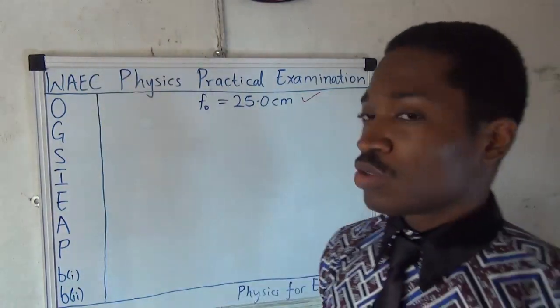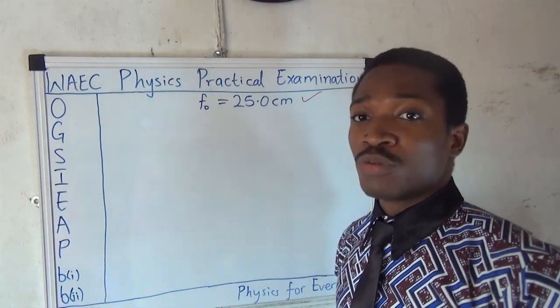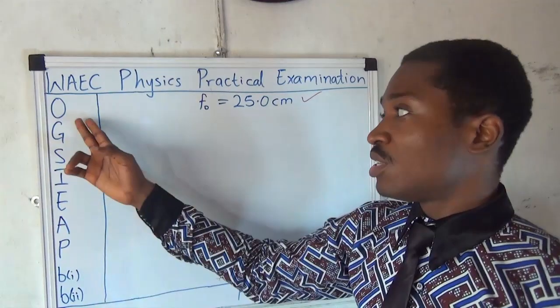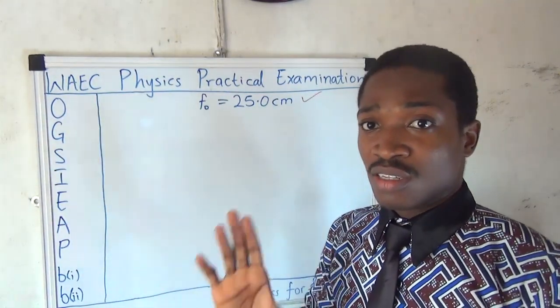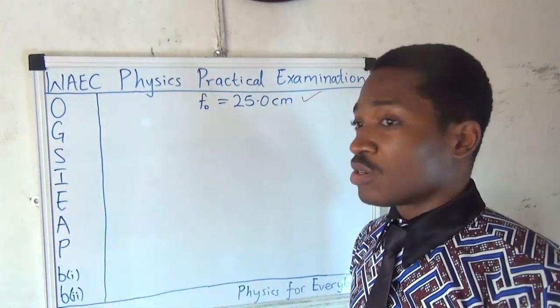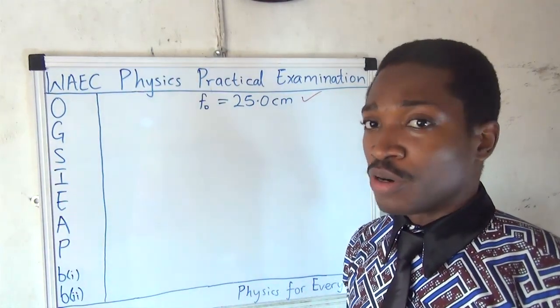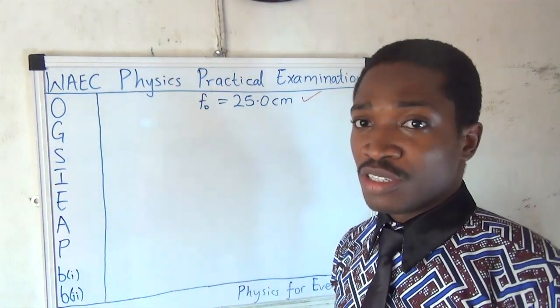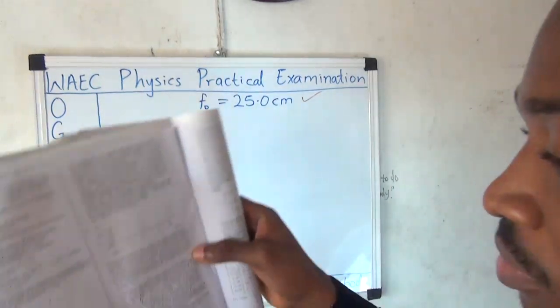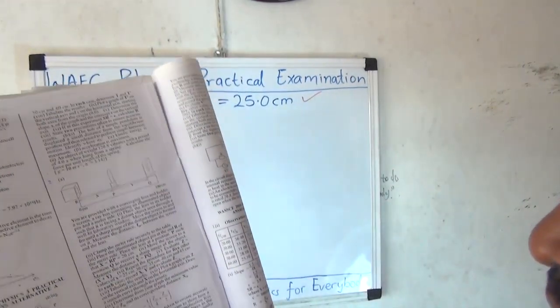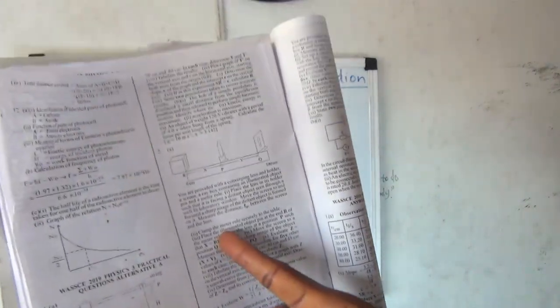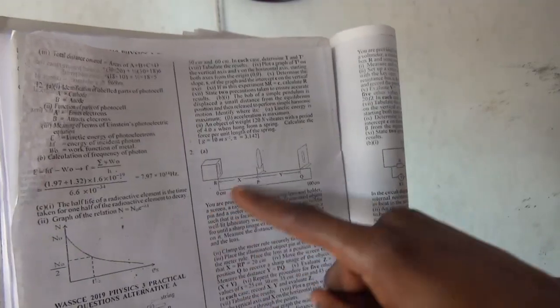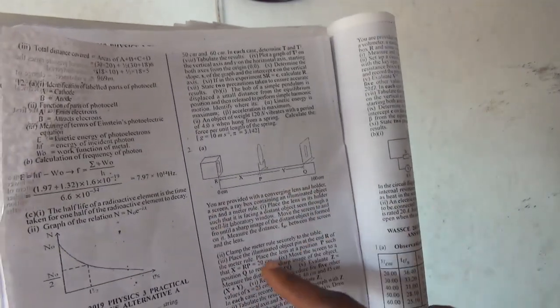So all of this will be graded to a total of 25 marks. But take note that observation normally takes the most marks because that's where you'll be doing most of the work. Let's start with the observation in this experiment. You take your observation from the instructions given to you.